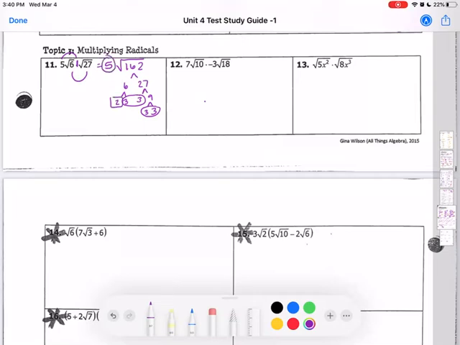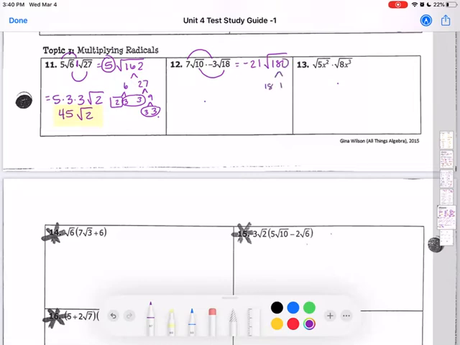So don't forget my coefficient of 5. I'm going to take out a 3, and a 3, and I'm going to leave behind this 2. So 5 times 3 times 3 gives me 45, square root of 2. Okay, for the next one, I'm going to multiply my coefficients 7 and negative 3. I get negative 21. And then 10 times 18 gives me the square root of 180.